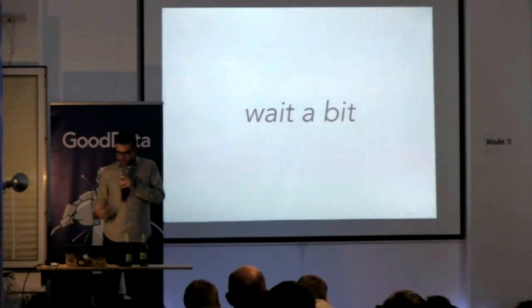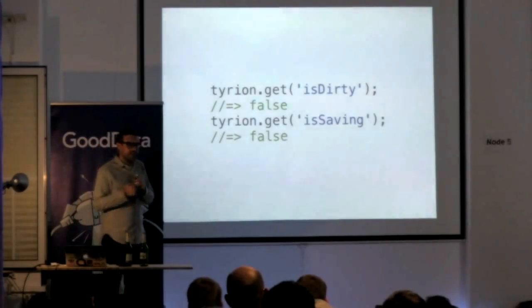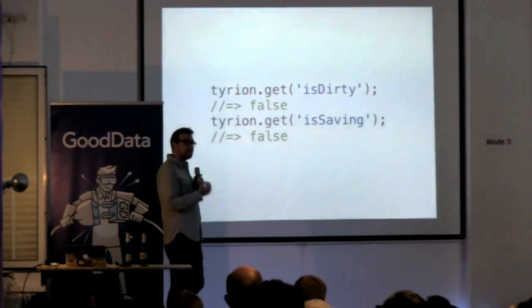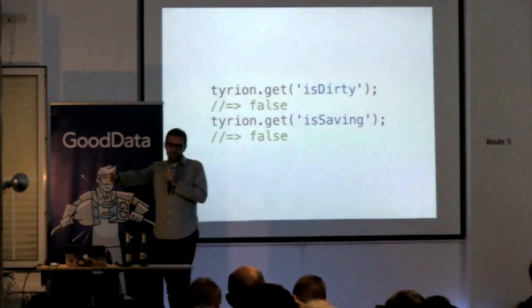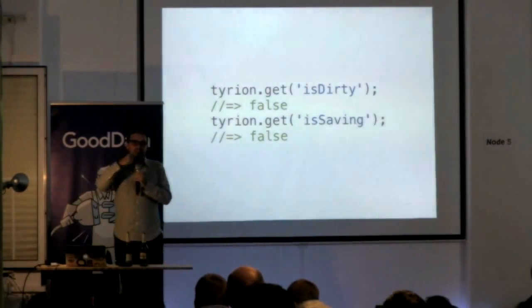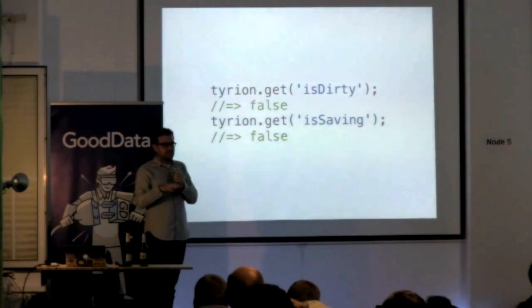The XHR comes back. And now we can check these two flags. You can see if we check isDirty, it's false. There are no pending changes. The version that we have and the version that the server has are exactly the same. And if we check to see if it's saving, no, it's totally cool, so the user can make changes.